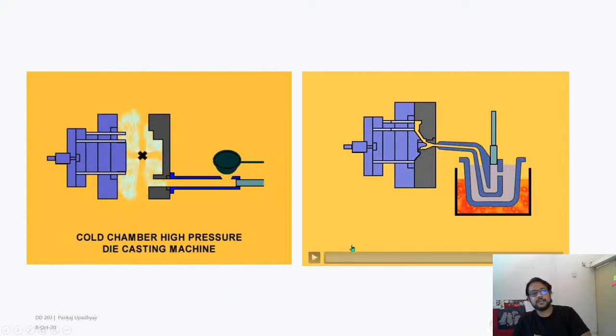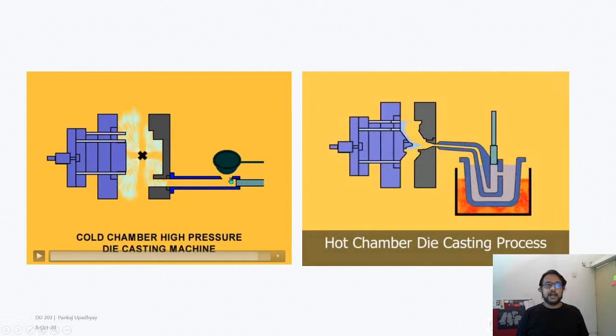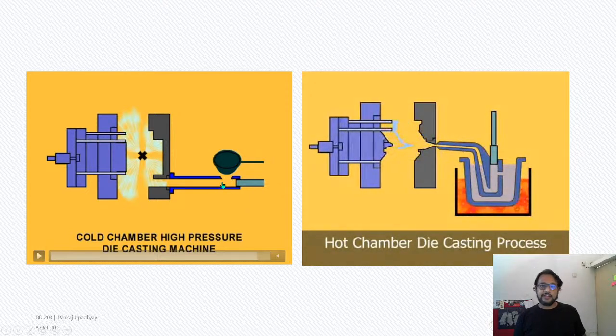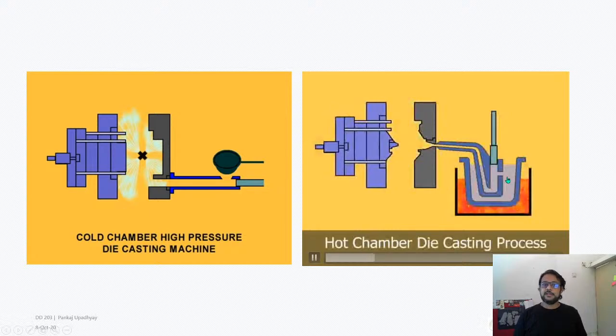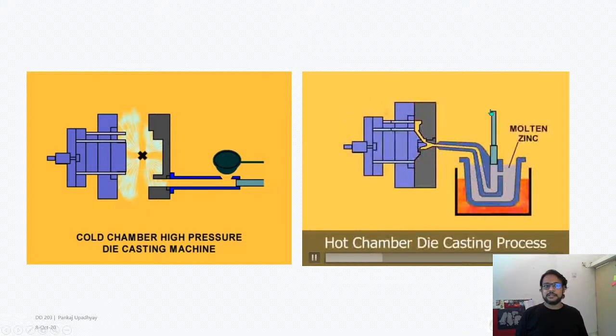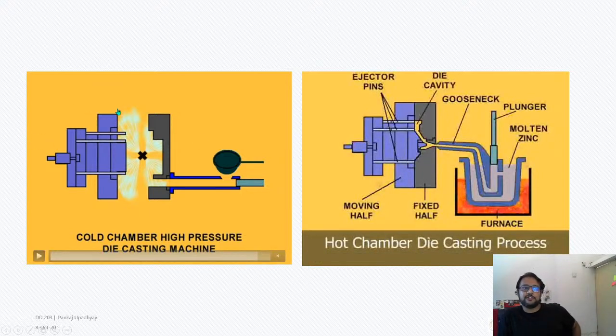This one is the hot chamber die casting. In hot chamber die casting, rather than putting in molten material every time you need to cast, this is automated. You have molten material in a place where it is being melted, and the plunger itself is connected to that. Once the plunger comes down, it's connected with a gooseneck to the die, and the rest of the setup is fairly similar to what you have over here.